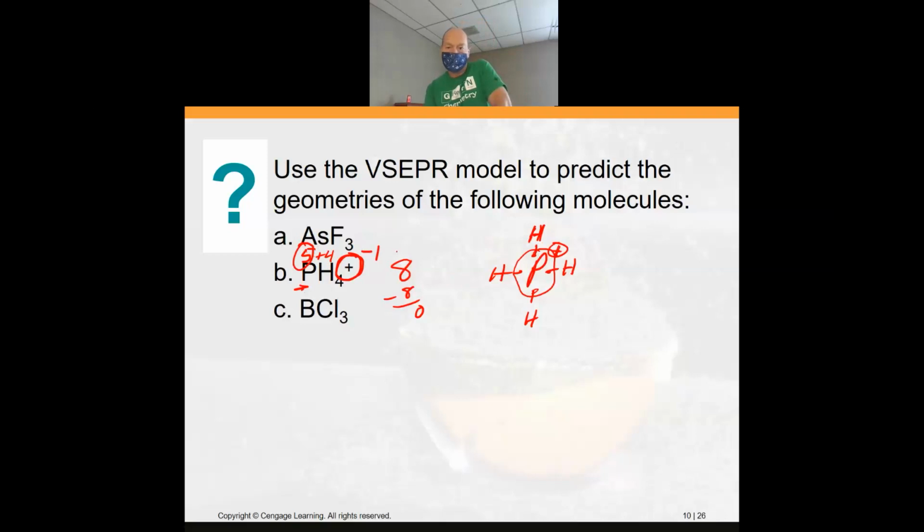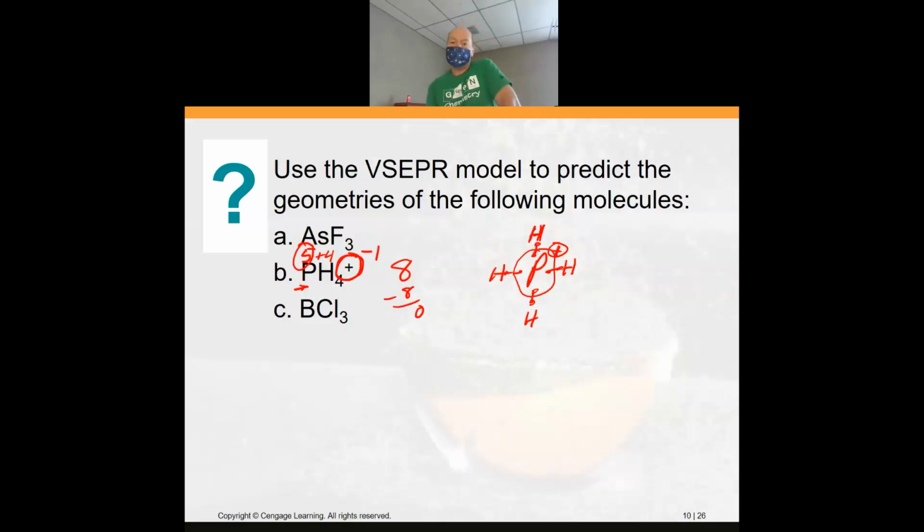Each one of these H's should have brought in 1. Each one of these H's brought in 1 electron. That is a neutral H to form a covalent bond. 1 electron from the P has to then share with 1 electron from the H. So the P should have brought in 5, it only brought in 4. That's why it is the plus charge.